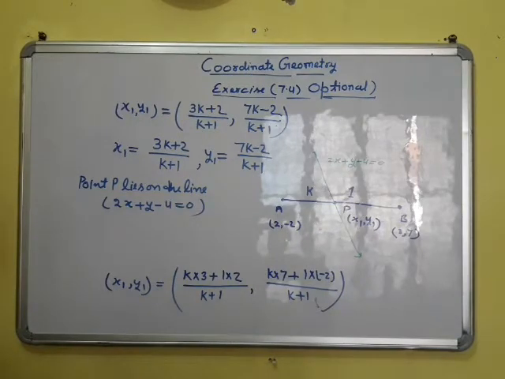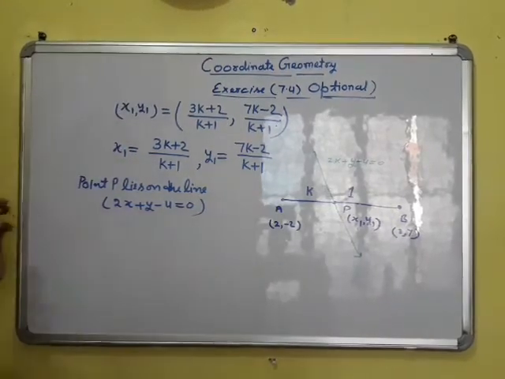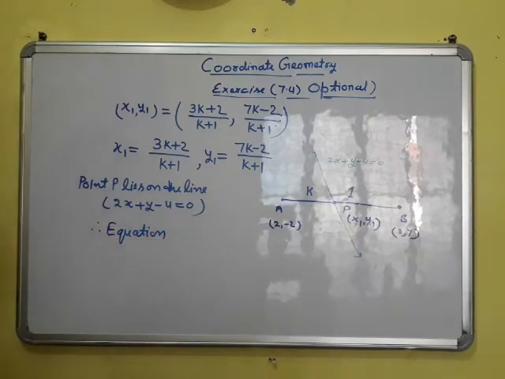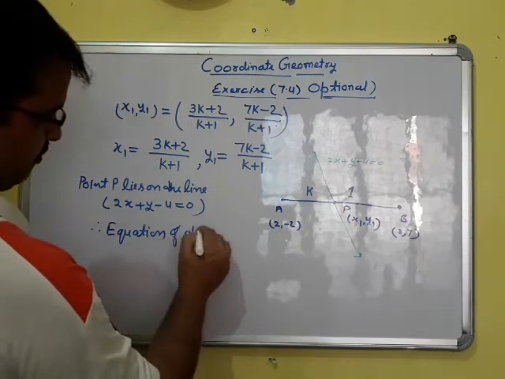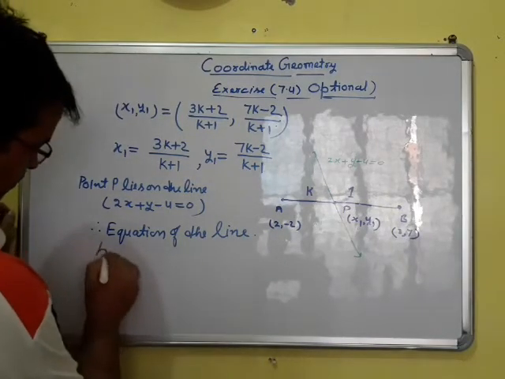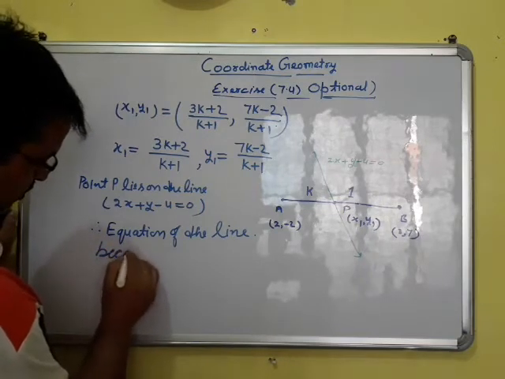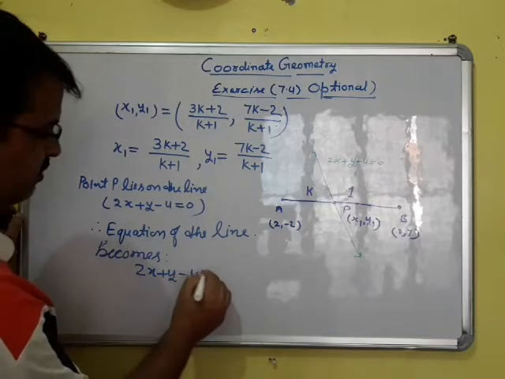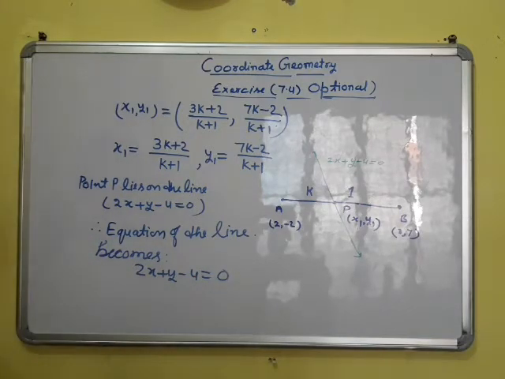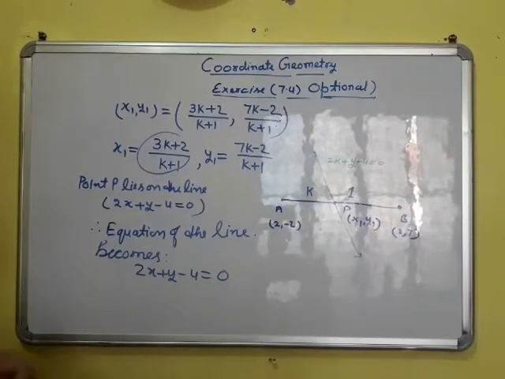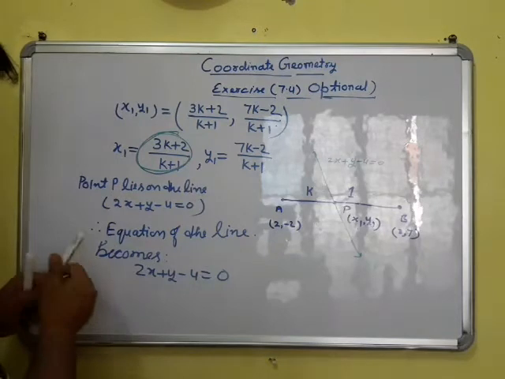So the equation of the line becomes 2x plus y minus 4 is equal to 0. Clear? So x here is this portion, this portion, this portion shows the x. So put here the value of x.